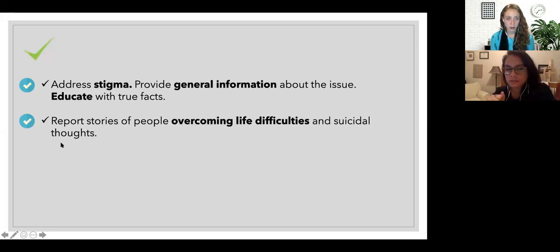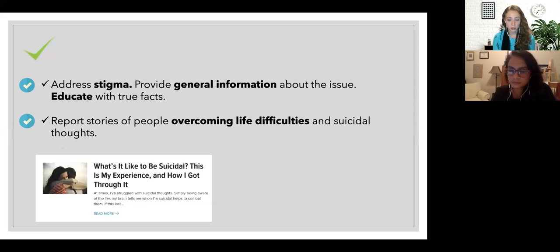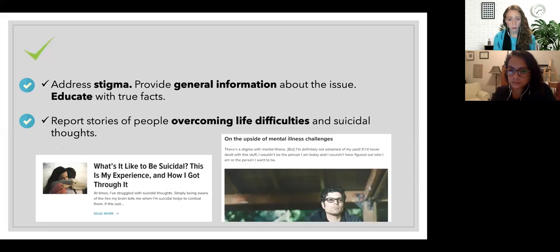Another item that we can positively focus on for reporting is reporting stories of people coping with life difficulty or overcoming suicidal thoughts. So these are just some examples of how people who are struggling can get help and can choose to live. So again, instead of presenting an example of someone maybe who is very well thought of and chose to die, we can present someone who's in a similar real struggle, real situation, thinking the same thoughts, and chose to live, that can promote hope and encourage other people to seek help.